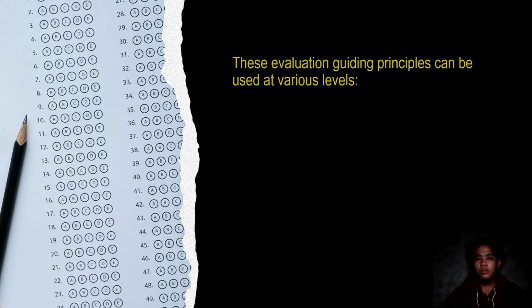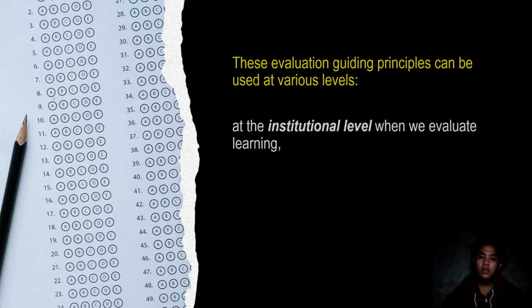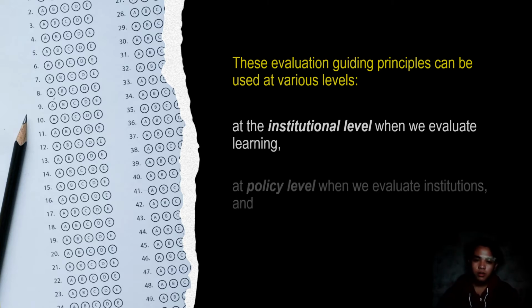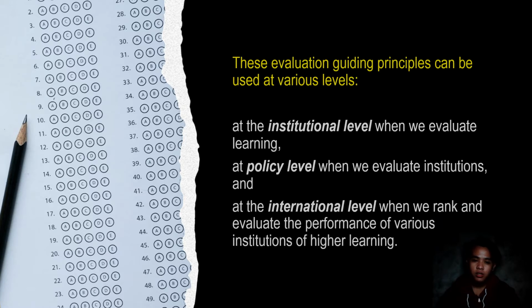This evaluation guiding principles can be used at various levels. So, yung mga kanina, yung 5, no, na guiding principles, magagamit siya sa iba't ibang levels. 3 sila. So, first, institutional level, when we evaluate learning. At policy level, when we evaluate institutions. And at the international level, when we rank and evaluate the performance of various institutions of higher learning.